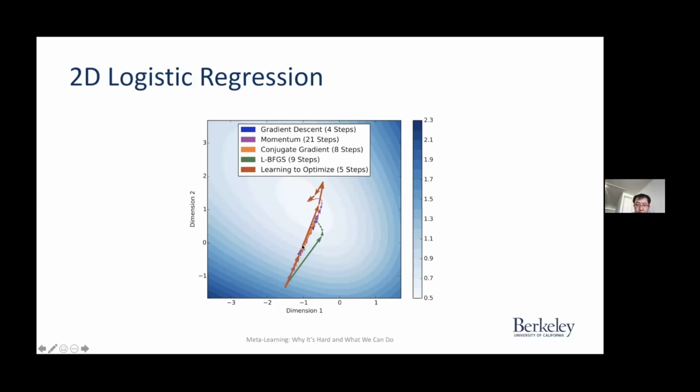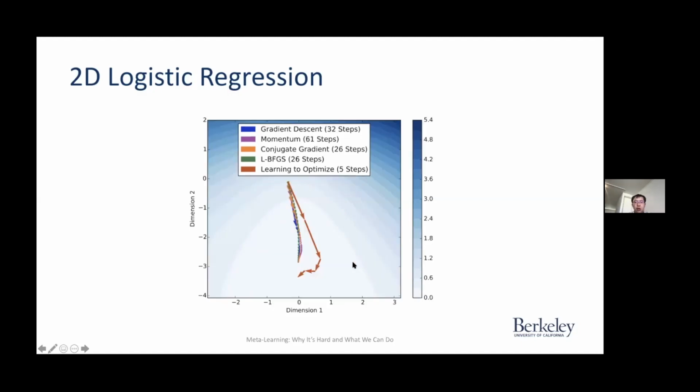The other trajectories here correspond to other optimizers. This blue one corresponds to gradient descent. Momentum is this one, that's L-BFGS, for example. And so you can see that the learned optimizer is taking larger step sizes than the other methods. Also, it's initially overshooting compared to the other ones, but then it's somehow able to figure out that it has gotten past the optimum, and so it's able to turn around.